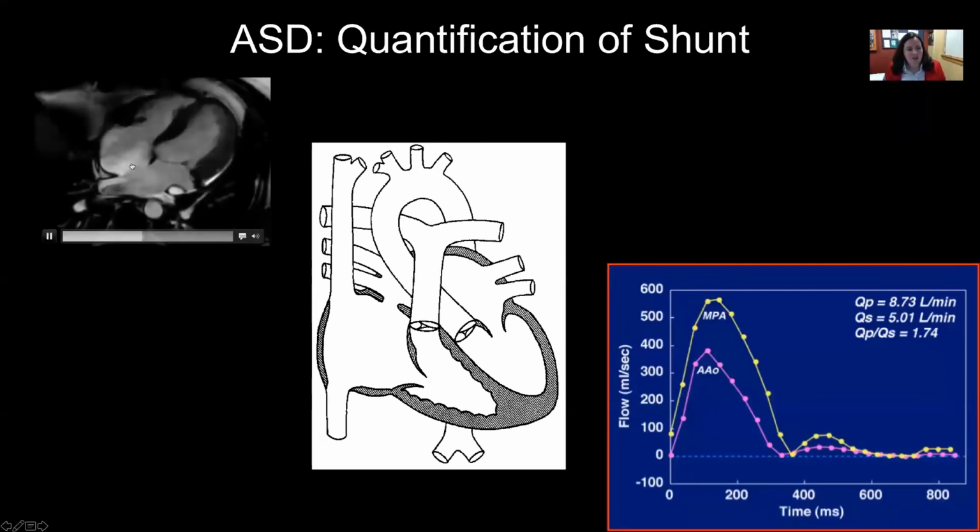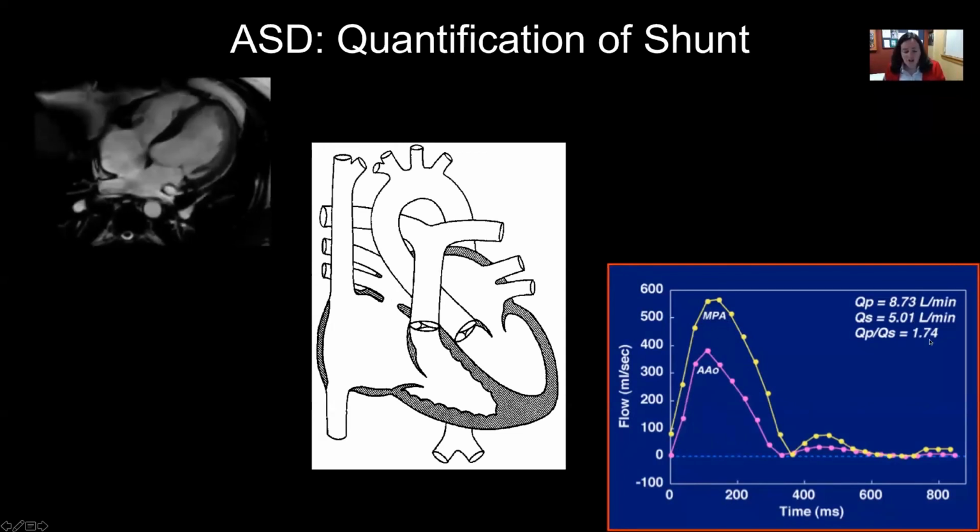I wanted to just show you an example of how MRI is helpful in quantifying atrial septal defects. So here would be the classic secundum type in this Cine image. You can see a dilated right atrium and right ventricle, that atrial septal defect. And now I can measure the flow in the main pulmonary artery, shown here in yellow, and compare that to the ascending aorta. You see the calculations here.